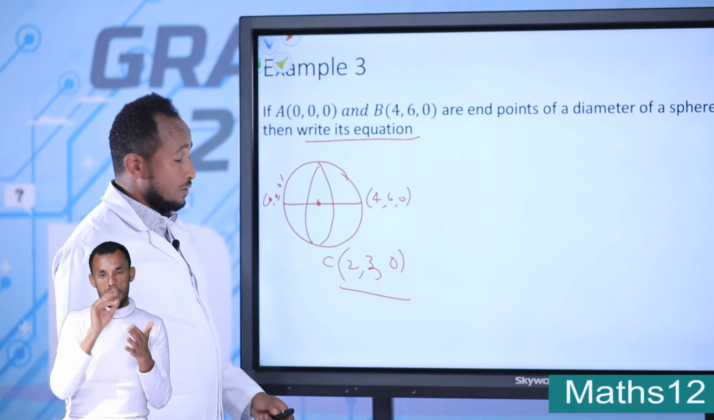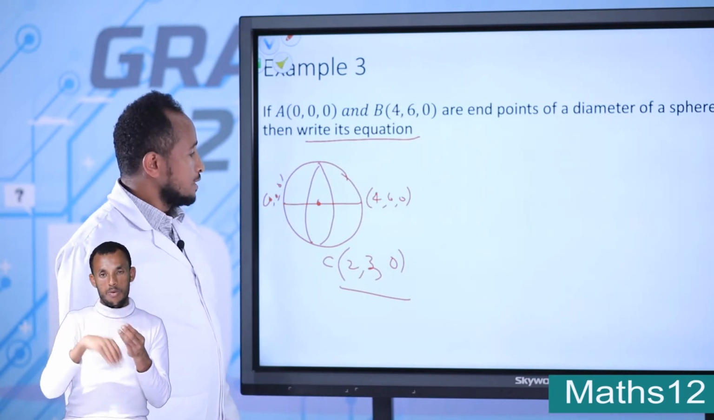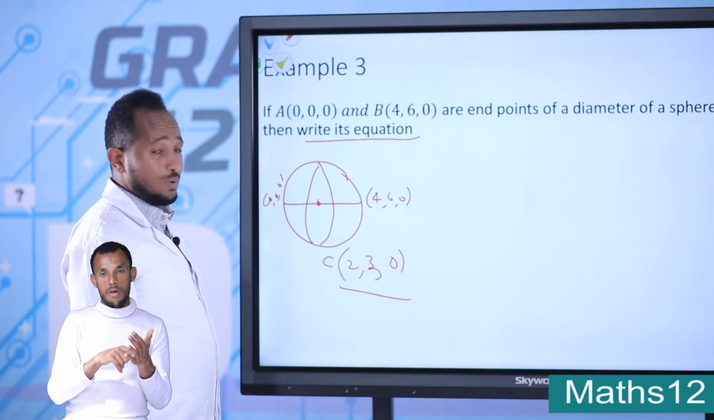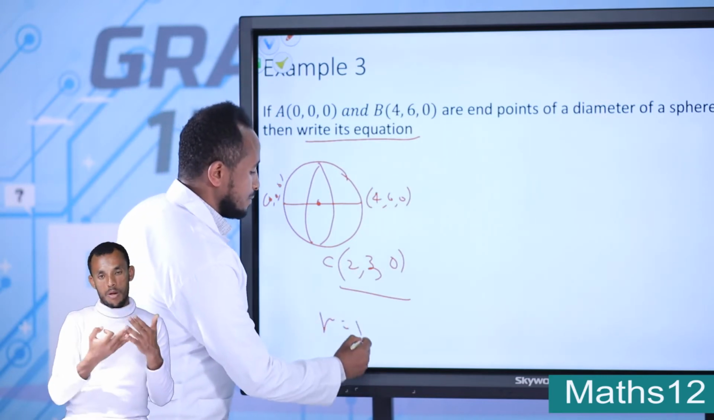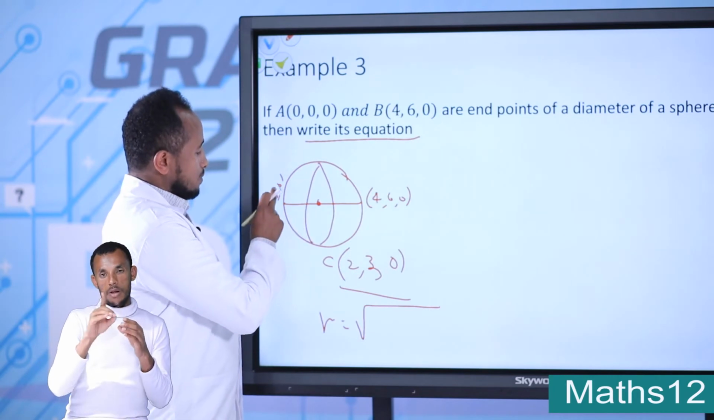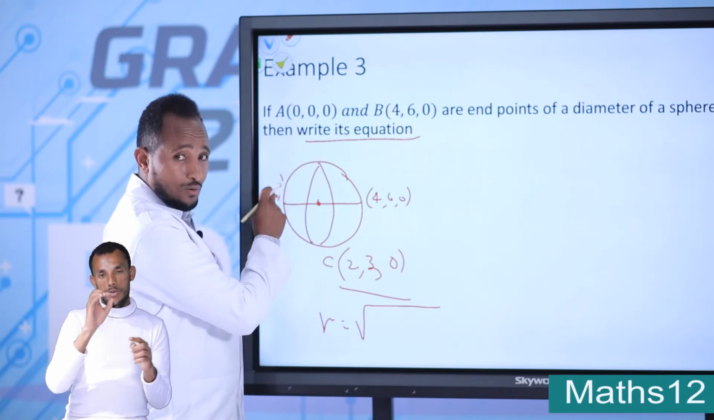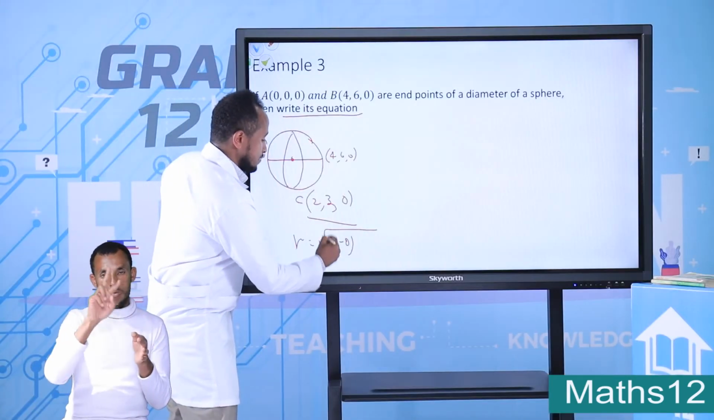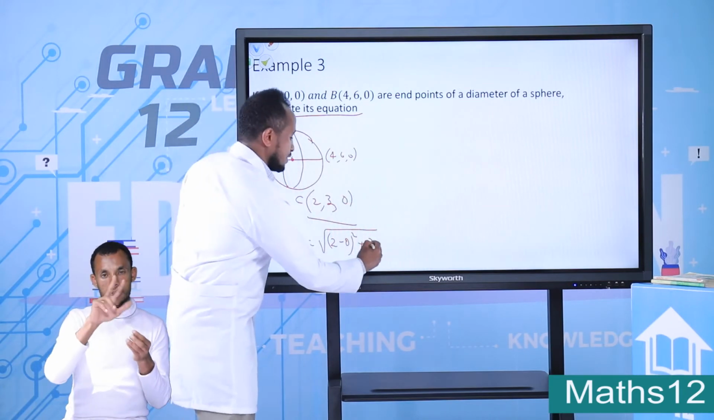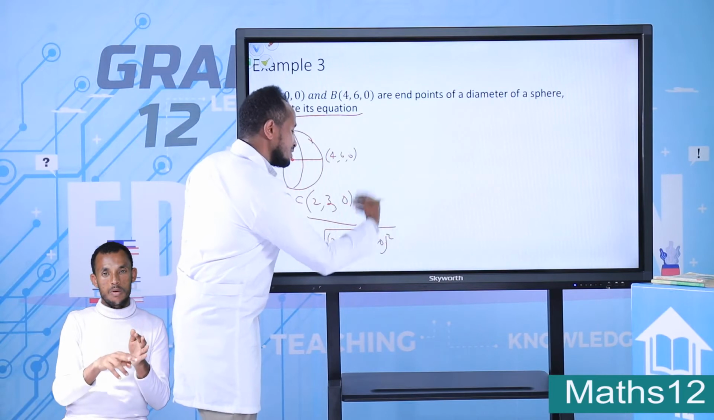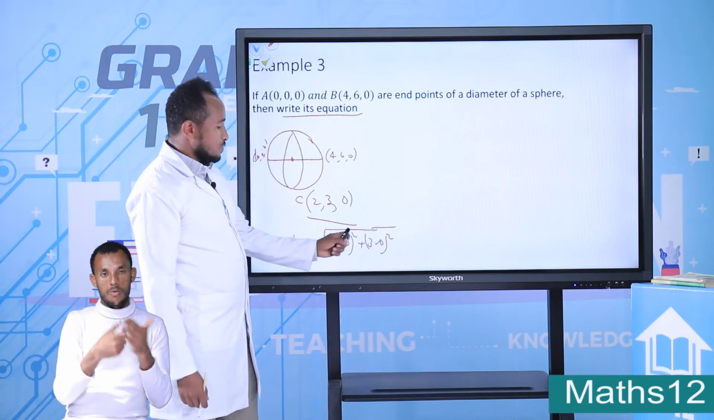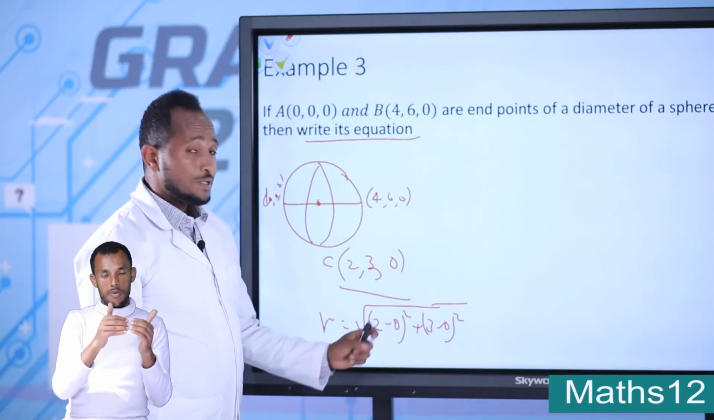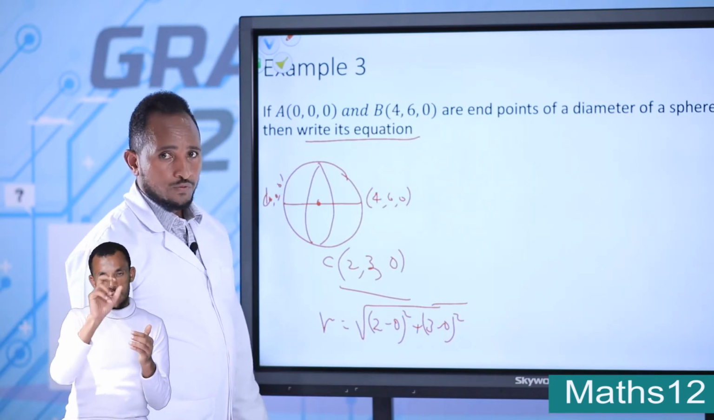And not only this one, we also need the radius. The radius is the distance from the center to any point on the sphere. Applying the distance formula, you can find the radius. The radius is the square root of the distance from 0, 0, 0 to the center: 2 minus 0 squared, plus 3 minus 0 squared, plus 0 minus 0 squared, which is 0. Therefore, 2 squared is 4, 3 squared is 9, 9 plus 4 is 13, the square root of 13. So the radius is the square root of 13.